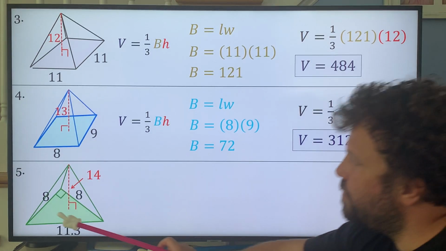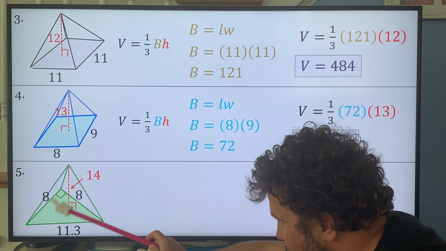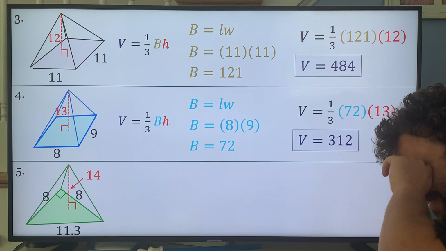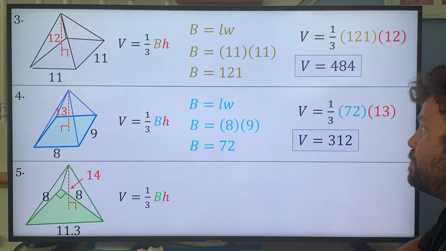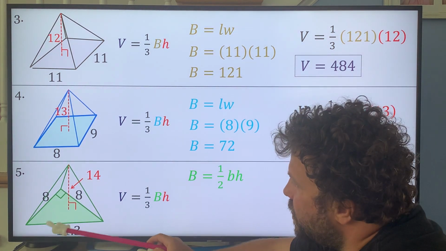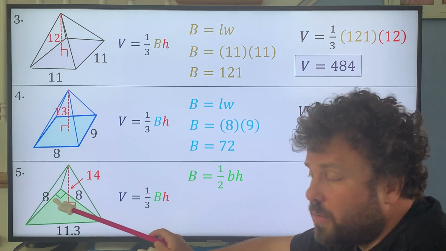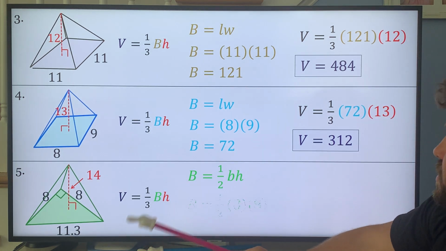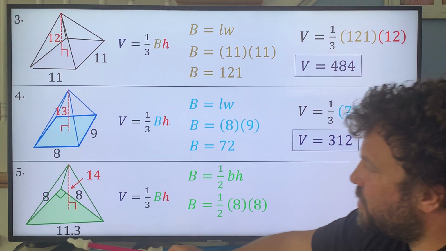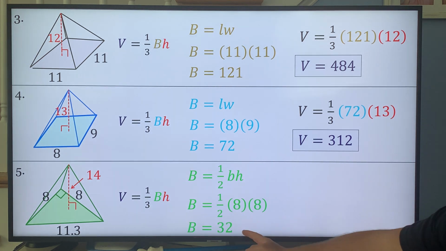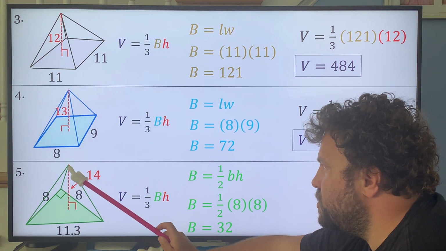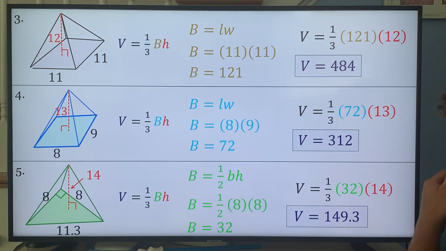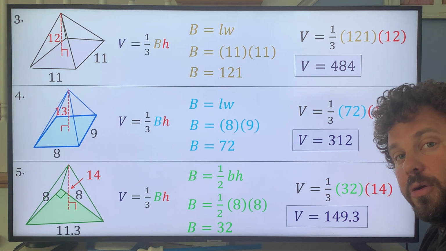All right, this one's a little tricky. You got 8, 8, and 13. Now, this is a triangular base, obviously, right? So what is our formula? 1/2 base times height, right? What's our base and our height here? Well, it's 8 and 8. The base and the height of a triangle are always the ones adjacent to the right angle. 11.3 here is the hypotenuse, so we use 1/2 times 8 times 8. We don't even care about the 11.3. You get 32. The height from the base to the apex is 14. 1/3 of 32 times 14 is 149.3 cubic units.